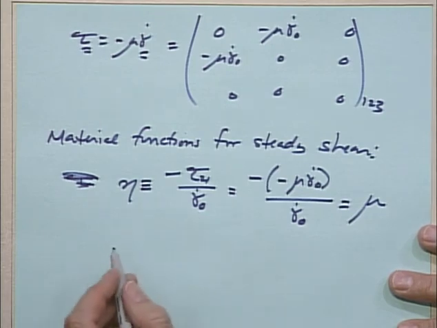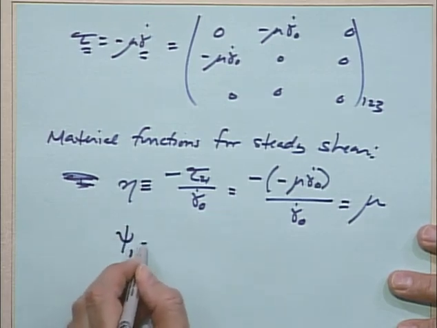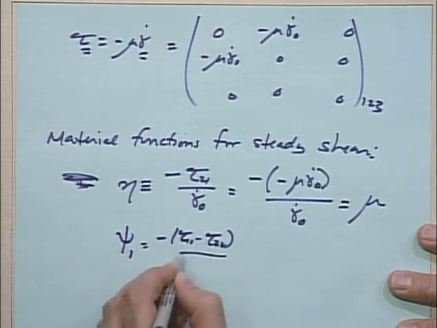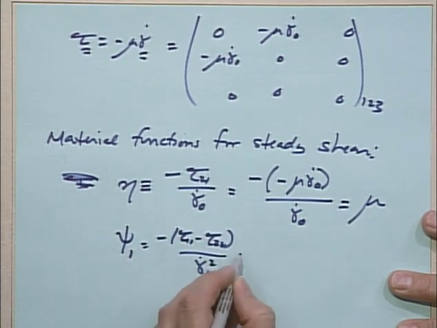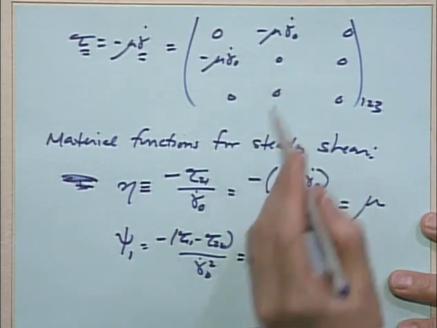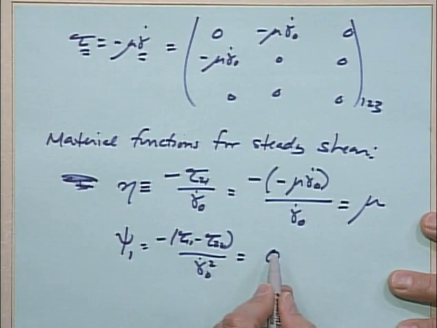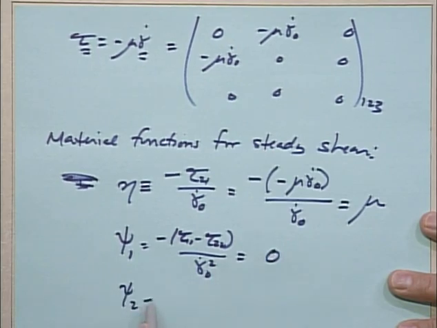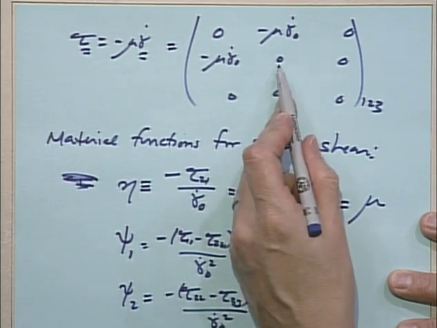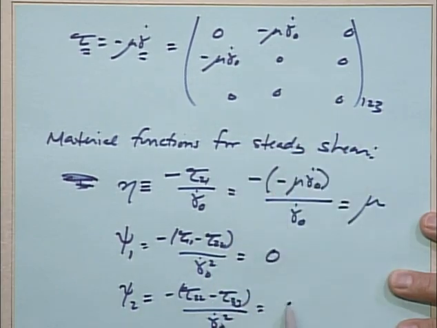We can also calculate psi1 and psi2. Psi1 is minus tau11 minus tau22 over gamma dot naught squared. Tau11, tau22, this is 0. Psi2 is minus tau22 minus tau33 over gamma dot naught squared. Tau22, tau33, 0.